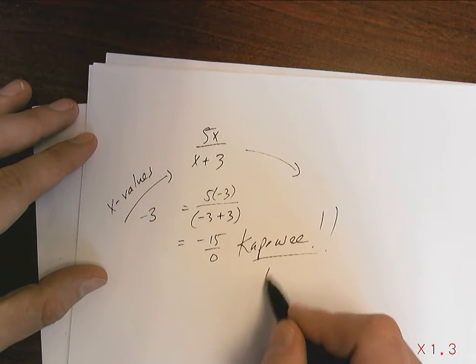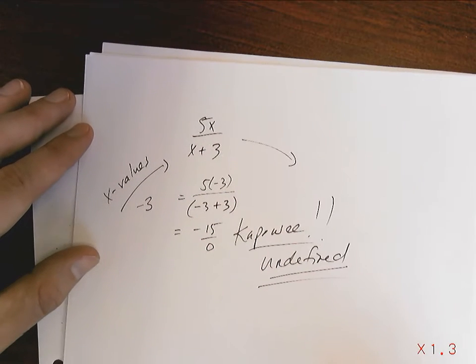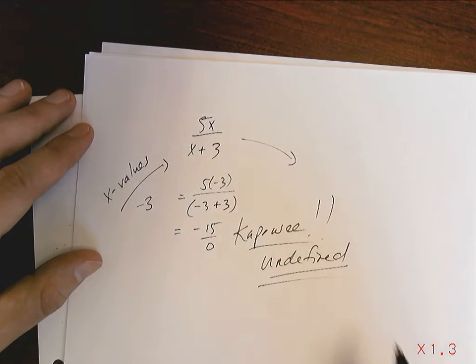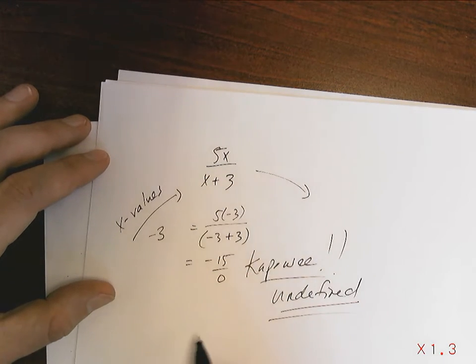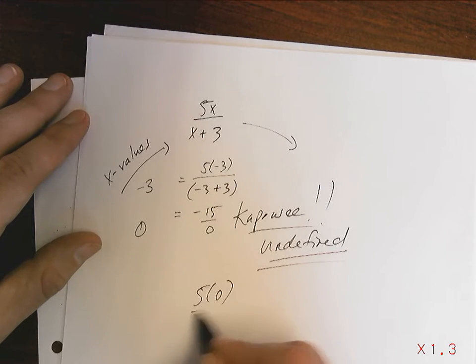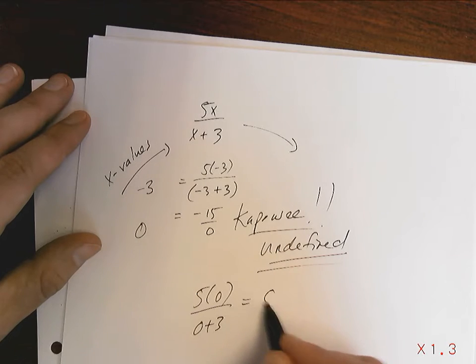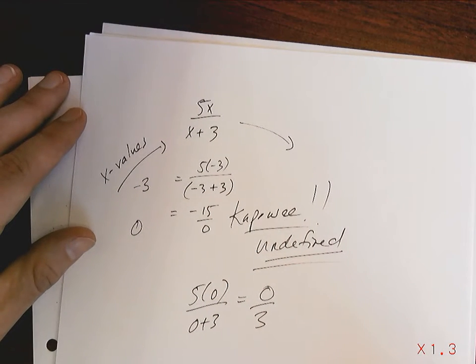No good, undefined. There's no associated y value that can come out. So we have to restrict the domain. Now, any other value could go in, even 0 itself. If I allowed x to be 0, it would be 5 times 0 over 0 plus 3, which will be 0 over 3. 0 over 3 is perfectly fine.